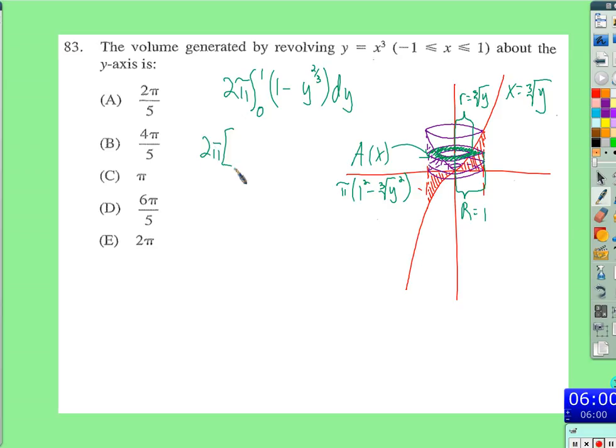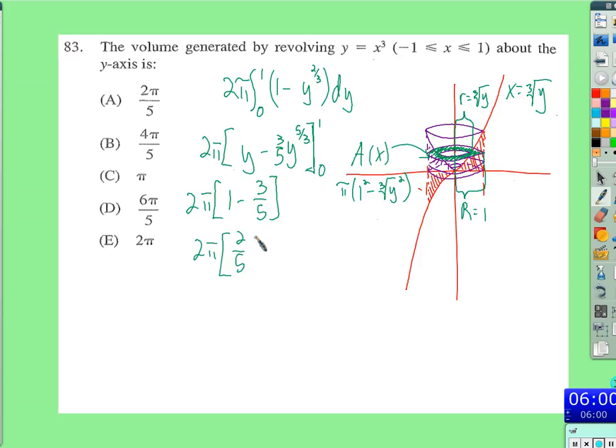What's the antiderivative of 1? With respect to y it is y. And of this guy here, 5/3 will be the power. Yeah, 3/5 will be the coefficient. Cool. From 0 to 1. Okay, put 1's in there. 1 minus 3/5. 2 pi times, 5/5 minus 3/5 is 2/5. We got 4 pi/5.